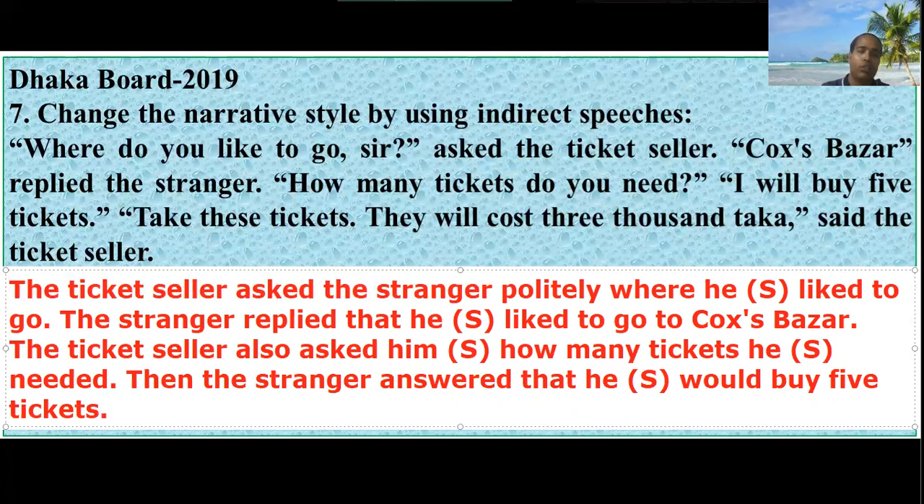I hope you have understood better. So my students, going to the next: Take these tickets. They will cost 3,000 taka. There are two sentences in this reported speech. Take this ticket is an imperative sentence. The other is an assertive sentence: They will cost 3,000 taka. So you can join these sentences with and.